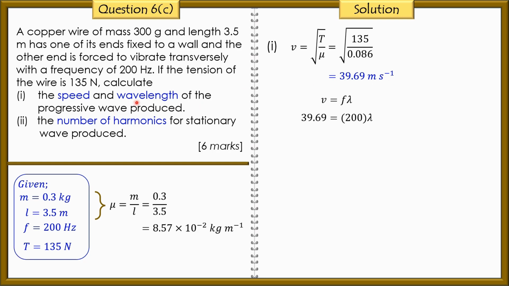To calculate the wavelength, we refer to the equation V is equal to F lambda, and our V is 39.69. Our frequency is 200, so you will get that the wavelength is 0.2 meter.